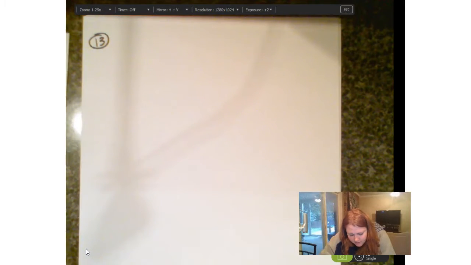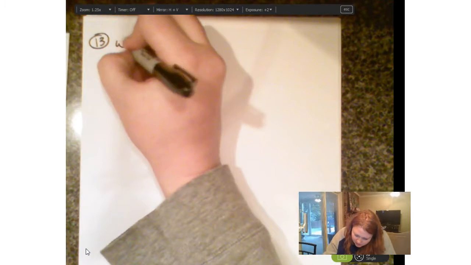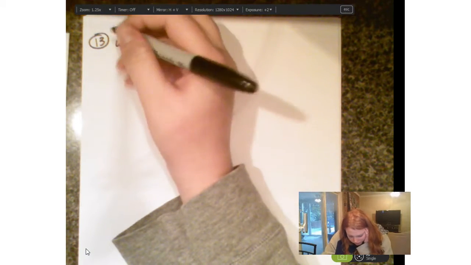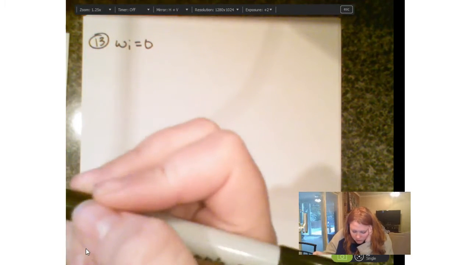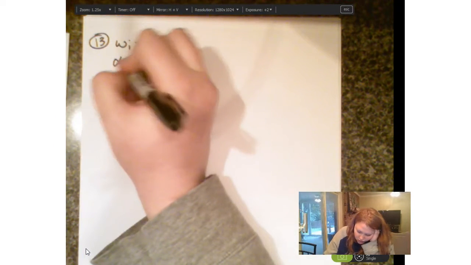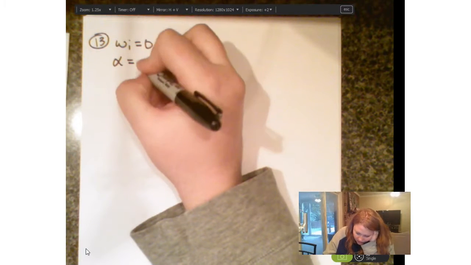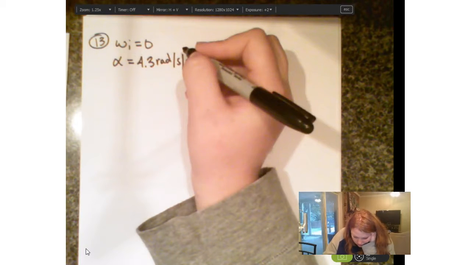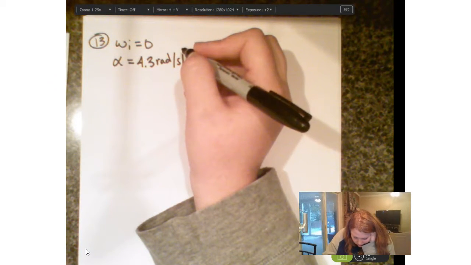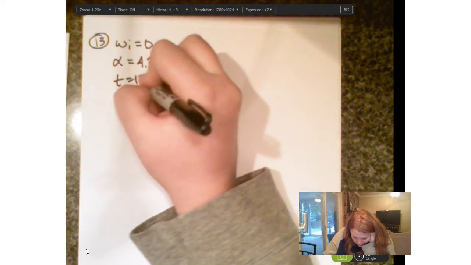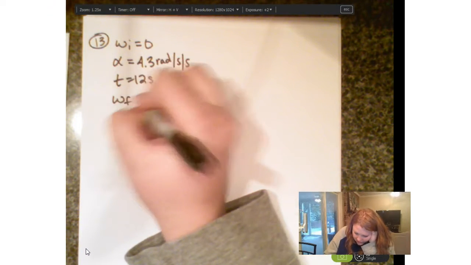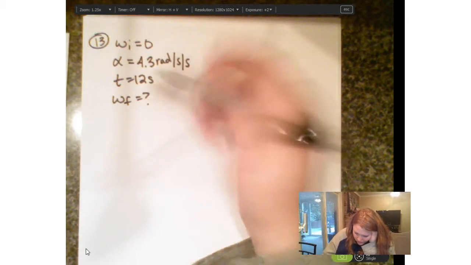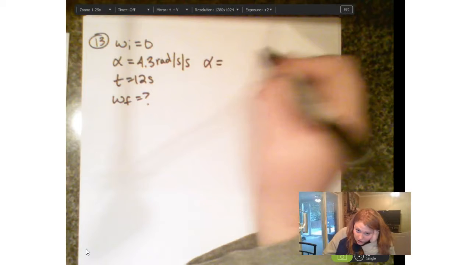Okay, 13 says a disk is accelerated from rest. That tells me my initial angular velocity is 0. At a rate of 4.3 radians per second, just based on those units, radians per second, I know that that is my angular acceleration. And it says we do that for 12 seconds. And it's asking us to find our final omega. Now this is nice. Again, we're going to use the same equation. We're just going to have to rearrange some variables a little bit.